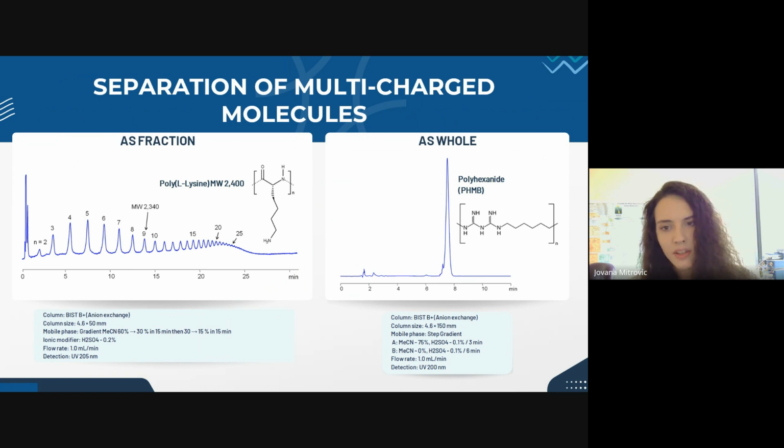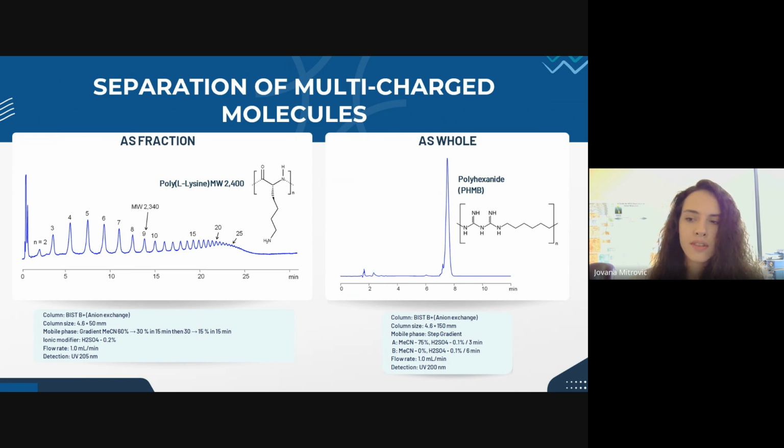So, an example here on our right, let's say PHMB polymer. It's multi-cationic and very challenging to analyze using conventional reverse phase or ion exchange techniques, mainly because of its high charge density and polymeric nature. But with BIST, using a step change in organic content, we can achieve strong, predictable retention and clean elution, all without high salt concentration in the mobile phase or complex mobile phases.